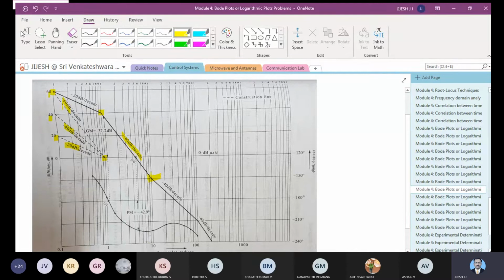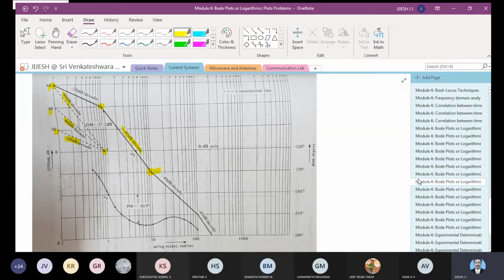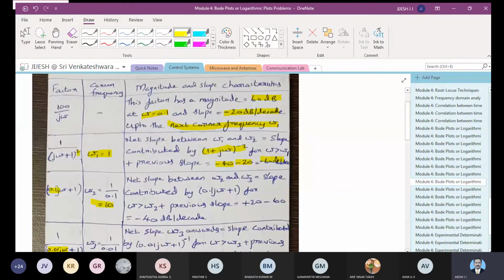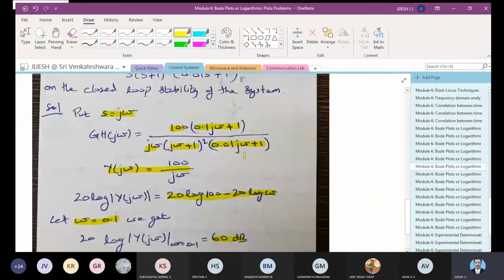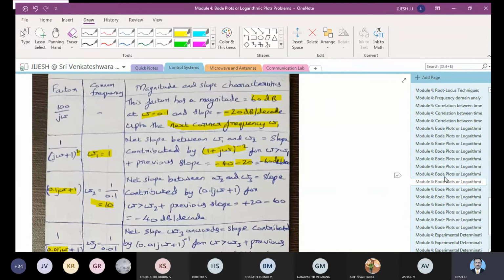Again go back to the table. What is it that you have? You have 0.1 j omega plus 1, so you'll be having 10. Now you have to see that this term is in the numerator. If you see the problem, you can see that 0.1 j omega plus 1 is in the numerator. So what you can understand from that is you have to have a slope of plus 20 dB. So the slope will be plus 20 dB.